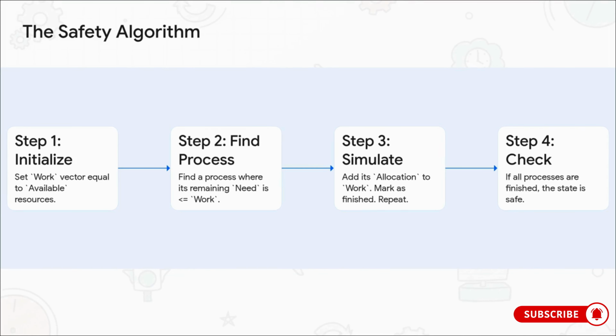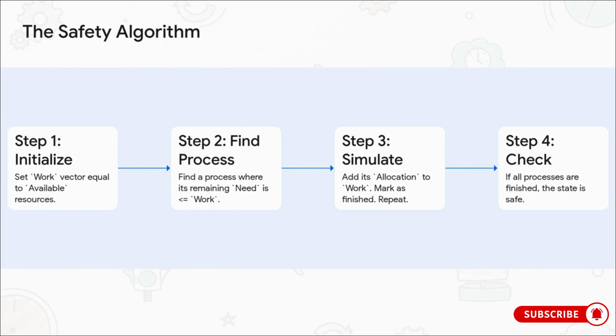So how does the banker figure out if a state is safe? It runs a simulation called the safety algorithm. It's basically a thought experiment. First, it pretends it has a certain amount of cash to work with, which is equal to what's currently available. Then it looks for a customer whose remaining need, that's their max minus what they already have, is less than or equal to the cash on hand. If it finds one, it pretends to give that customer the loan. It assumes that customer will now finish their job and, this is key, pay back their entire loan.